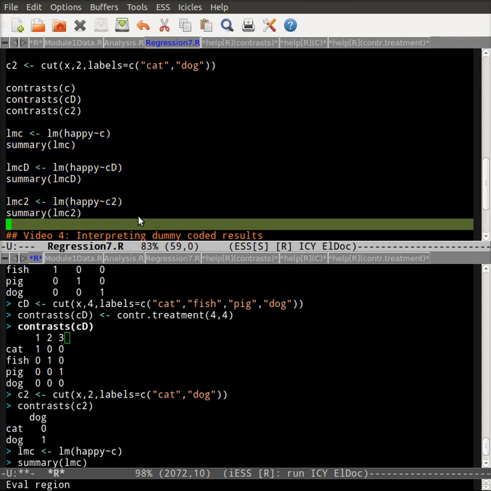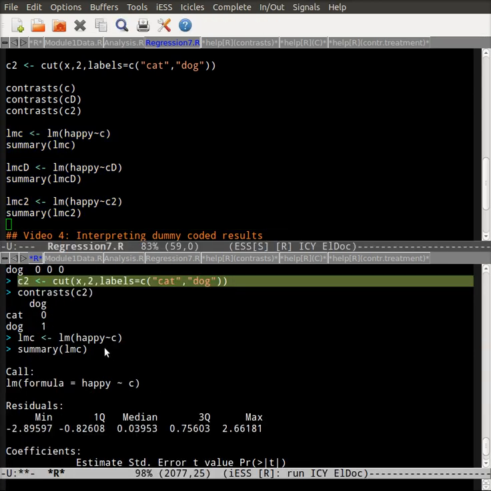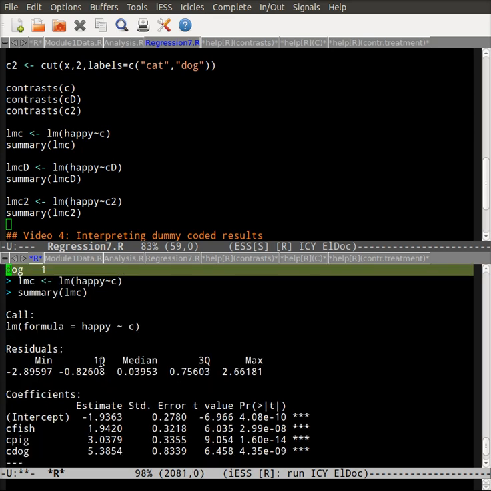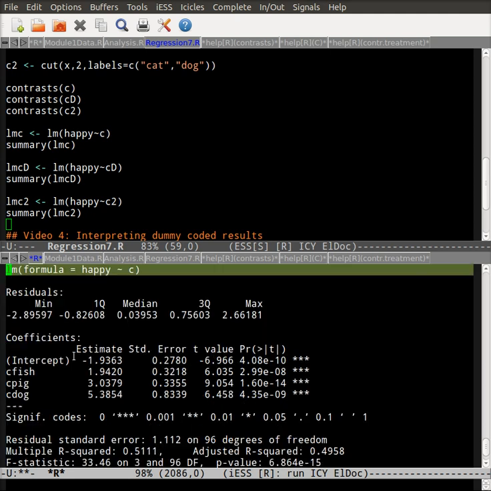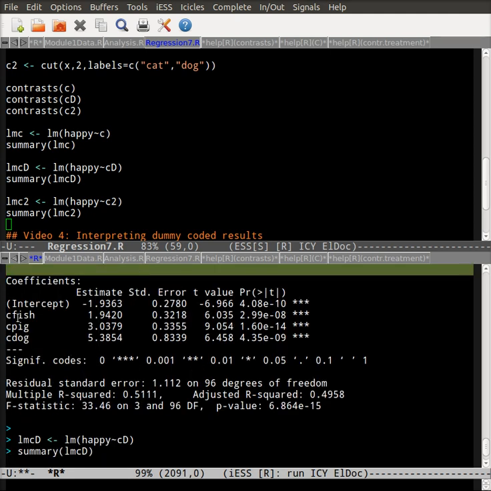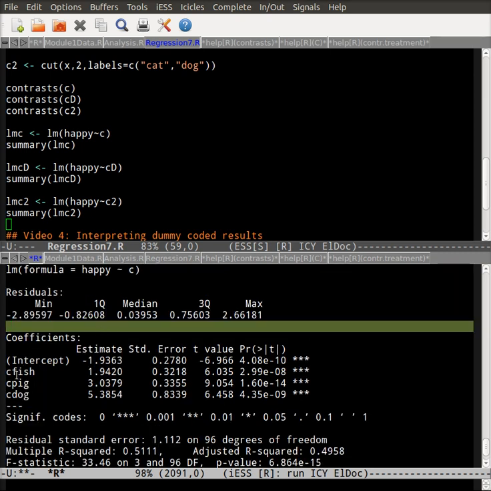And I'm just going to run these bivariate models, and you'll notice here where I have a linear model with C predicting happy. So C is predicting happy, and you'll see C fish, C pig, C dog, and each one of these is a predictor of happy. And remember that this is fish compared to cat, pig compared to cat, dog compared to cat. And each one of these is a comparison. So I have 1.9, 3, and 5.4, okay?